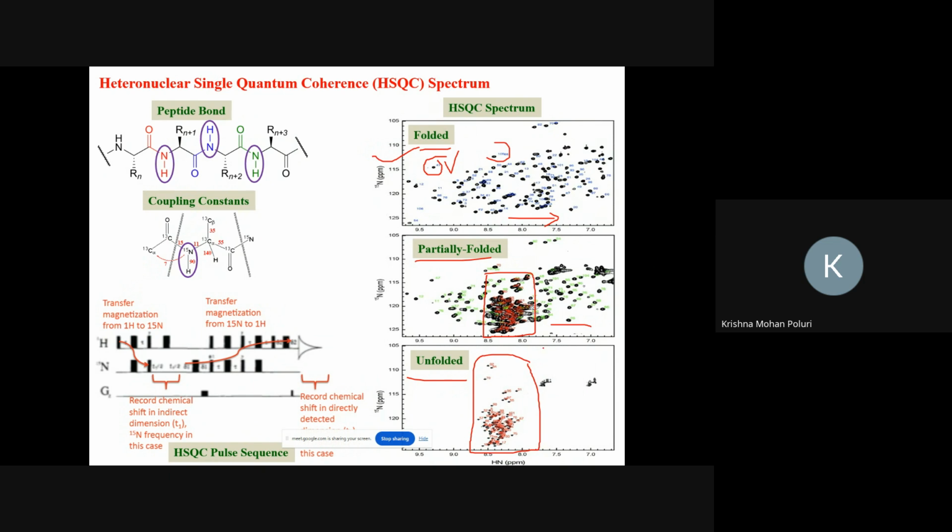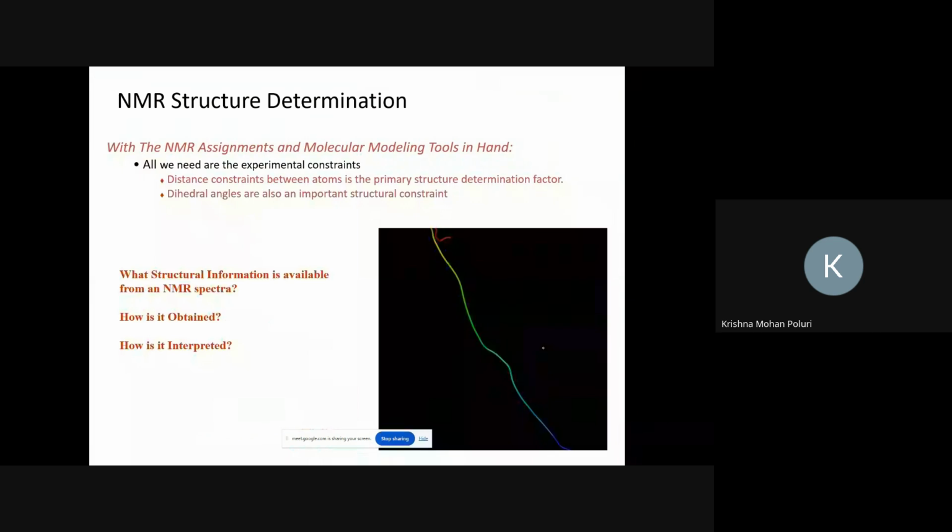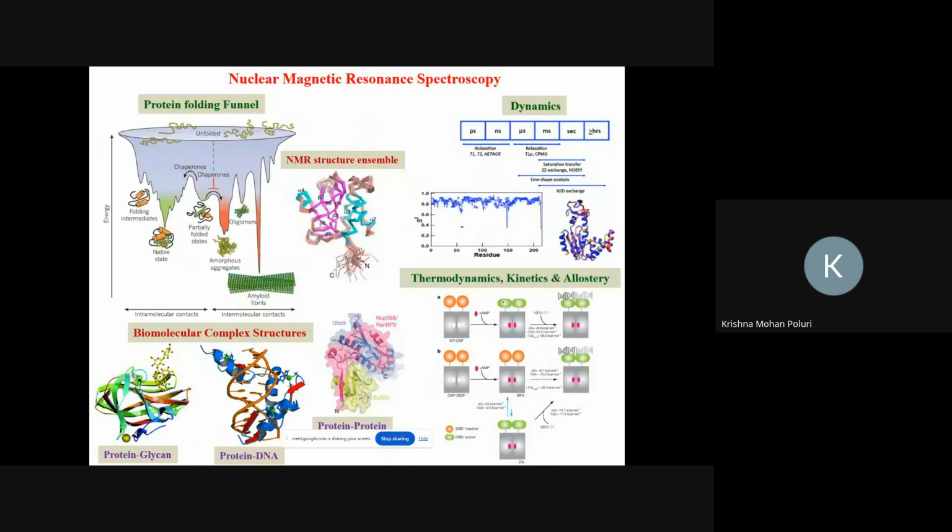So now with these, you can solve the problem of protein structure and folding. You see, this is how in the picture a protein is going to fold from an unfolded to a folded structure. So essentially, as I told you, we can solve the structure of a protein using NMR spectroscopy.